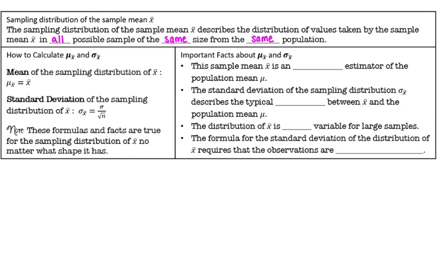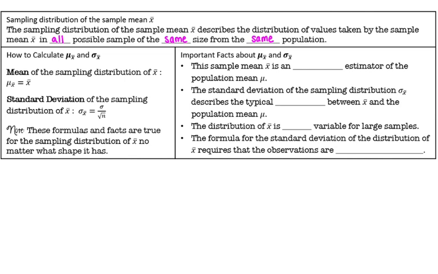So the mean of the sampling distribution of x bar is equal to x bar, the sample mean. The standard deviation of the sampling distribution of x bar is equal to sigma over the square root of n. So these formulas and facts are true for the sampling distribution of x bar, no matter what the shape is. Okay, and if we don't know x bar, we would say it's equal to mu if we know the population mean.